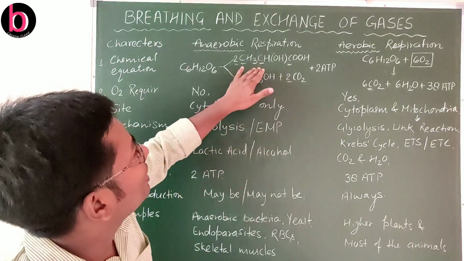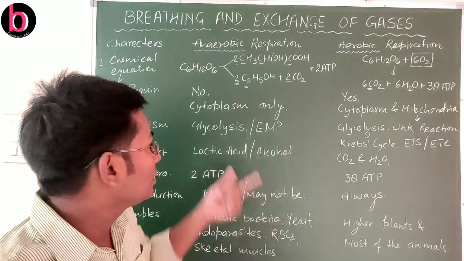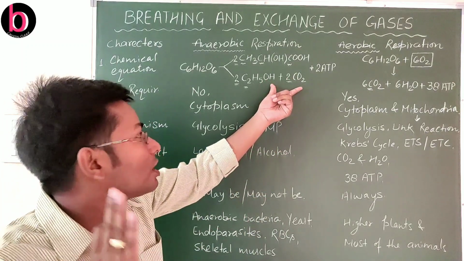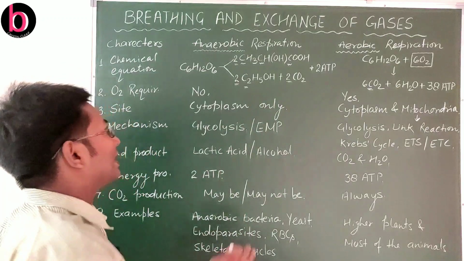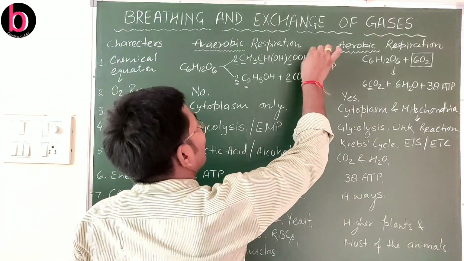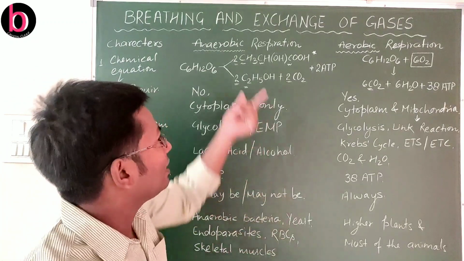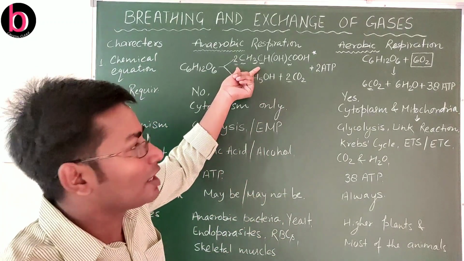Along with lactic acid, there is no CO2 production, but along with alcohol, carbon dioxide release is always there, and this is very important. Along with lactic acid, there is no release of carbon dioxide. Why? Because this is already a 3 carbon compound.